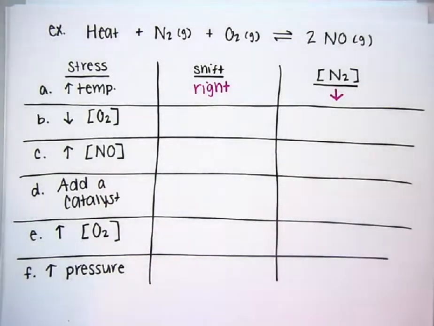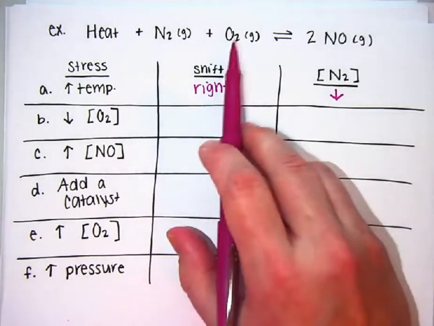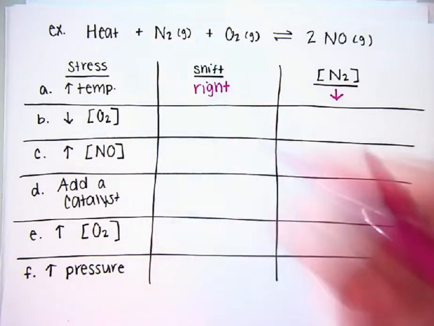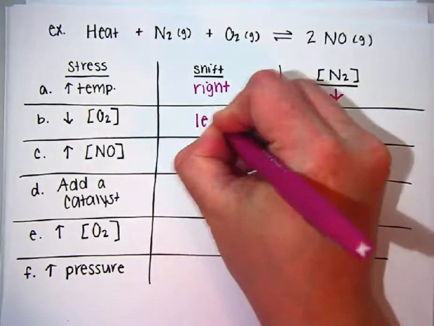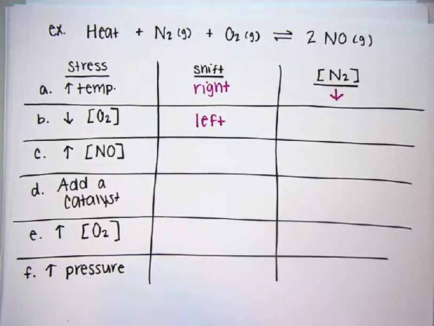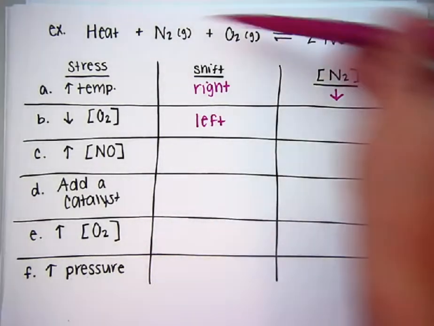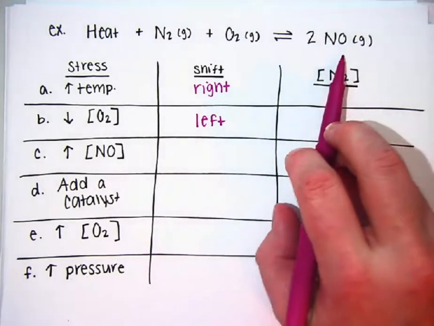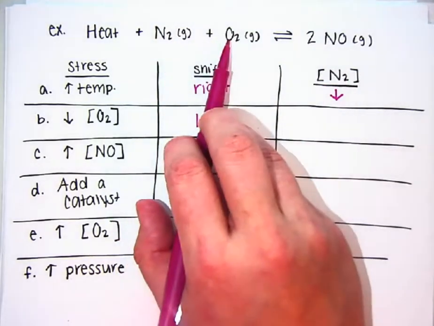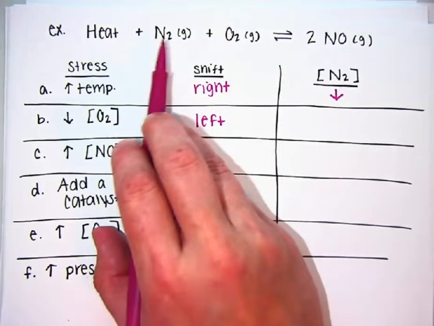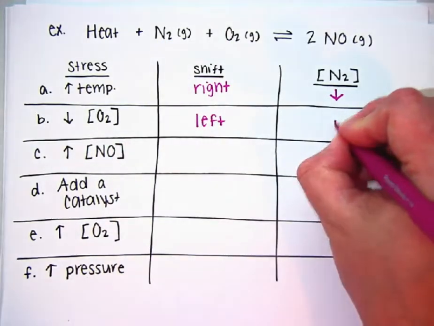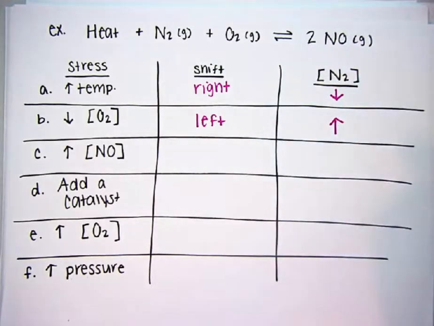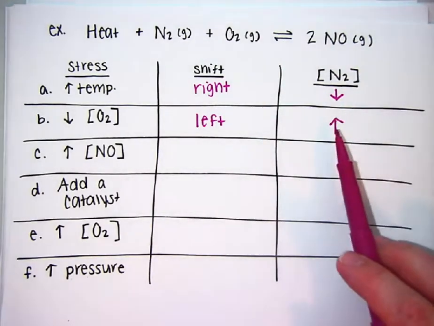B, if I decrease oxygen, that's like subtracting. If you subtract, it stays. Oxygen is on the left, equilibrium shifts left. So now, if the reaction is going to the left, NO is breaking down to produce more oxygen to restore that equilibrium, but it's also producing more nitrogen. So the concentration of nitrogen would increase.